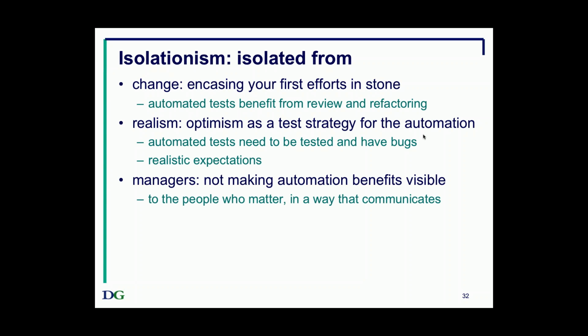One of the other things is isolation from managers, in terms of not making the benefits visible enough to the people who matter in a way that communicates well with them. The costs of automation tend to become visible by themselves because people can see you're spending time on things. But what about the benefits of automation? And it's not necessarily return on investment, because that's not always the answer.